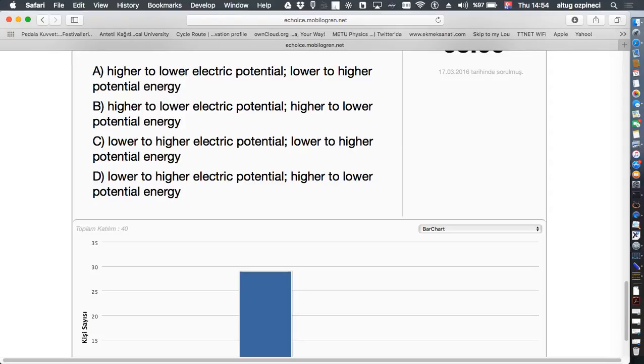Well, it's a positive charge. The change in the potential energy is equal to the charge multiplied by the change in the electric potential. But the charge is positive. So since the change in the potential energy is negative, it goes to a lower potential energy. The change in the electric potential should also be negative, so it goes to a lower electric potential and lower potential energy.